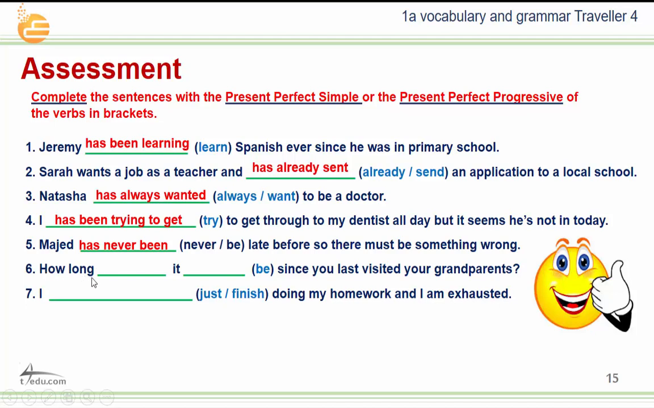Number 6. How long it be since you last visited your grandparents? We have 2 blanks here. How long? Has or have. And should we add something on be? How long has it been? How long has it been since you last visited your grandparents? The time is not mentioned here. Something happened in the past and the time is not mentioned.